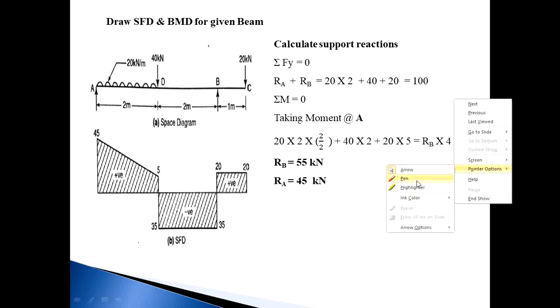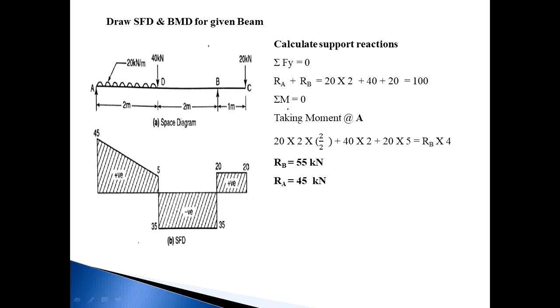Then summation M is equal to 0. Taking moment about A. For the UDL, the direction of moment is clockwise. The 40 kilonewton is also clockwise with respect to A. RB is anti-clockwise and the 20 kilonewton is clockwise. So plot clockwise moments on one side and anti-clockwise moments on the other side.